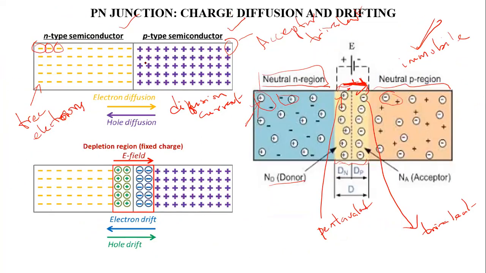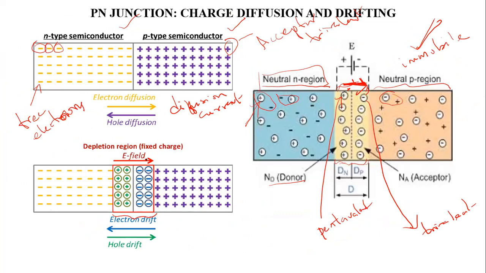So in the region a little farther away from this junction, you have a neutral p region and a neutral n region, and in the depletion region, of course, you have positive and negative ions, and there is a built-in electric field. Okay. So in this depletion region, there is a built-in electric field.